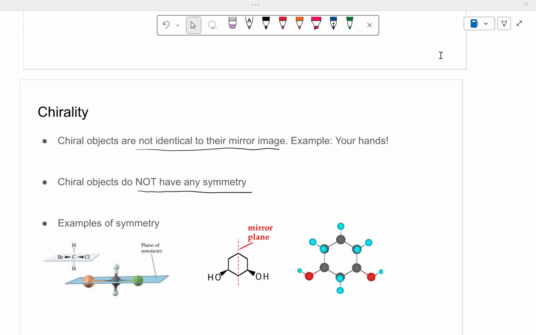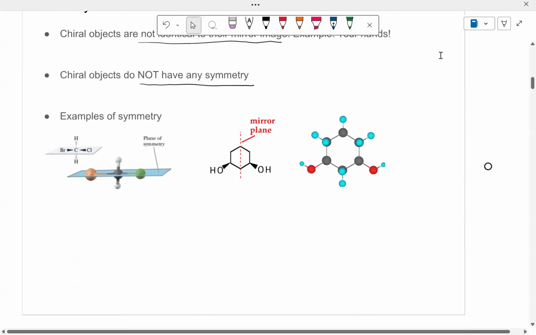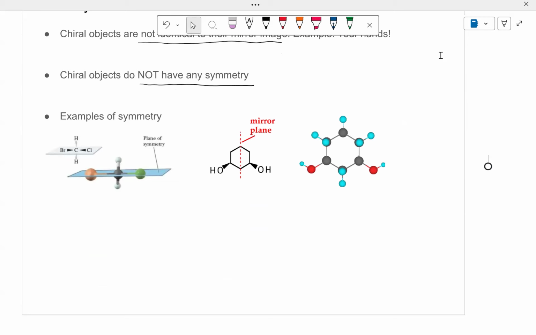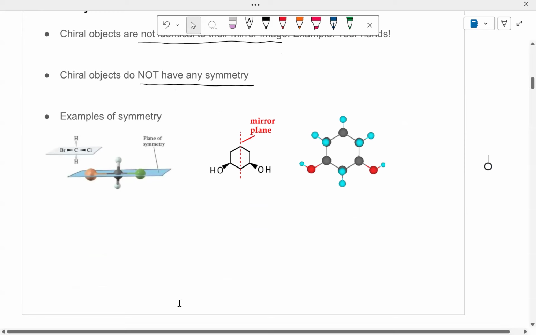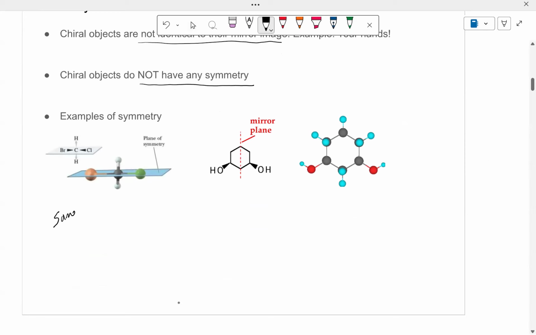Now, what are some examples of symmetry? The easiest way, especially with compounds, to identify symmetry is you want to cut the molecule in half. And if both halves look exactly equal, and when I say equal, that means the same atoms going in the same direction, then that means there's some sort of symmetry.